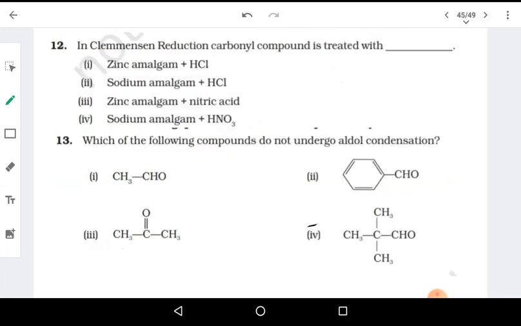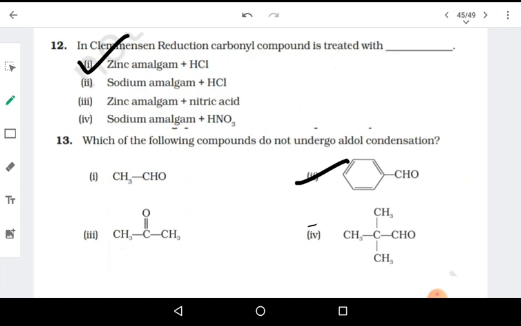Next question. In Clemmensen reduction, carbonyl compound is treated with. Very easy question. You just need 1 second for attempting it. Zinc amalgam in the presence of HCl. Next, which of these compounds does not undergo aldol condensation? Check which of these does not have an alpha hydrogen. It is option number 2. Right, option number 2 is correct.